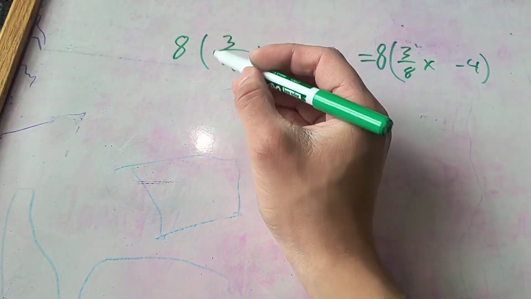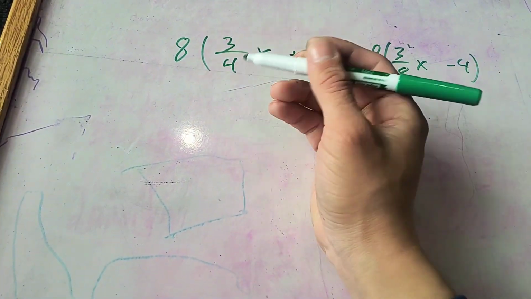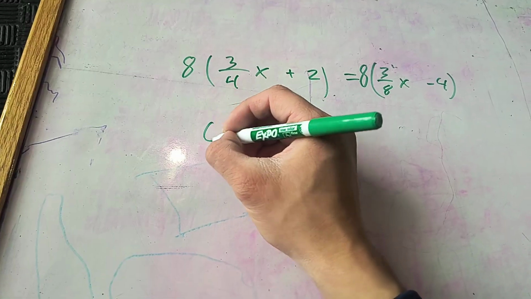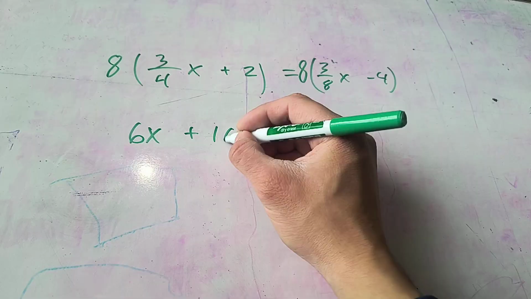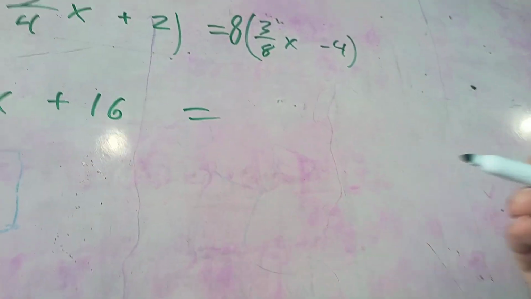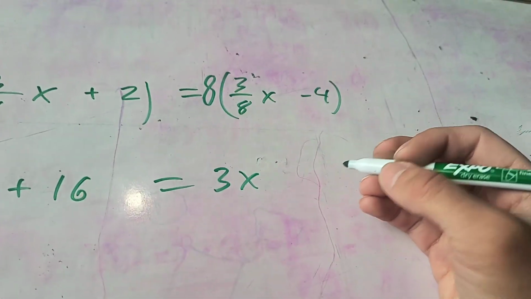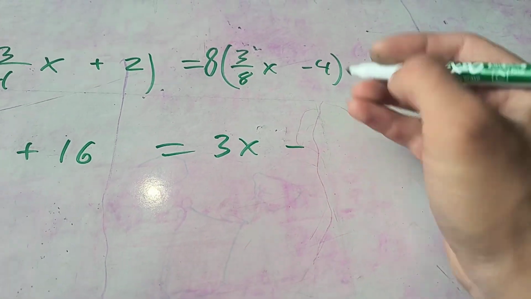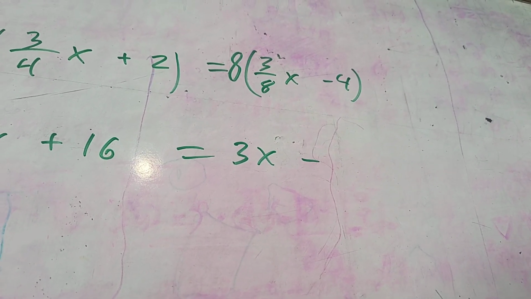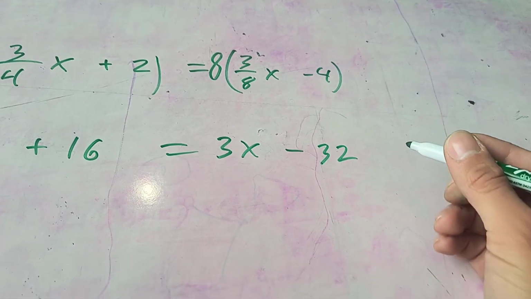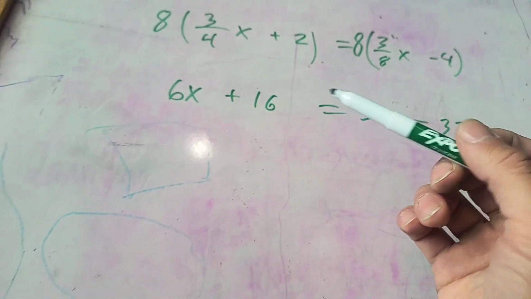by 8. So 8 times 3 over 4 is equal to 6, because 8 times 3 is 24, and 24 divided by 4 is 6. So this becomes 6x plus 8 times 2, which is 16, is equal to 8 times 3 over 8. That's just 3x, because 8 times 3 is 24, and 24 divided by 8 is 3, minus 8 times 4, which is 32. Okay, because you have to multiply each number to distribute it to each term.